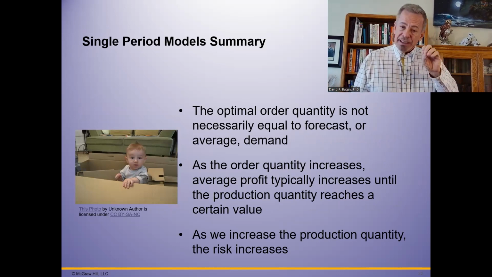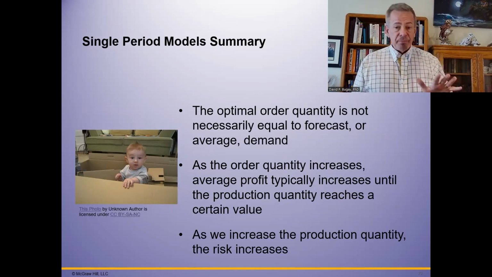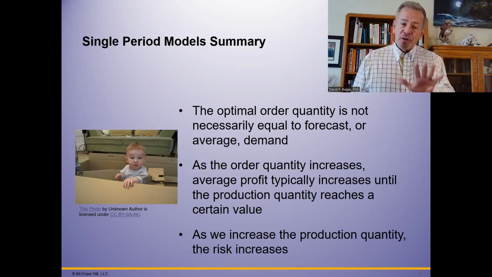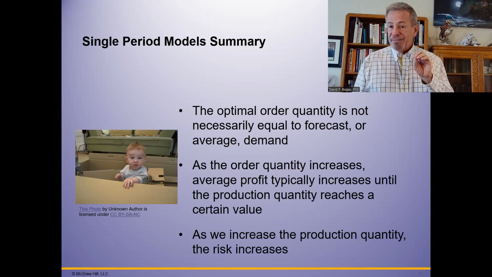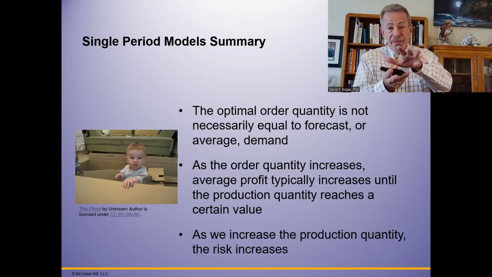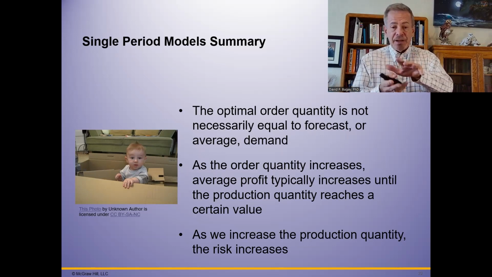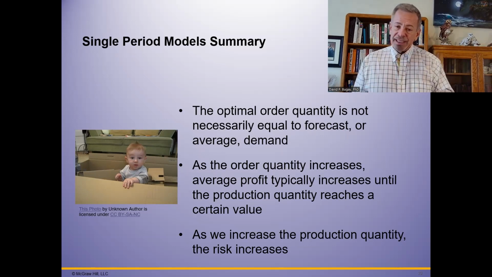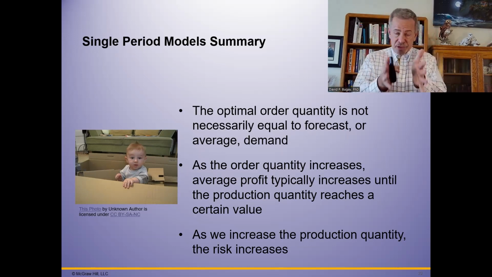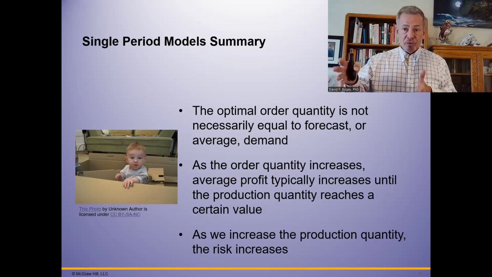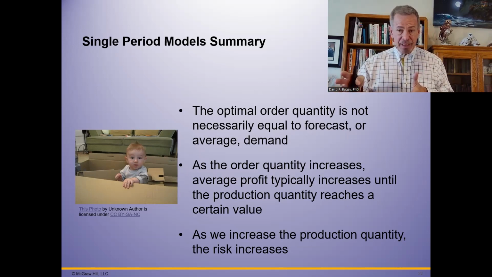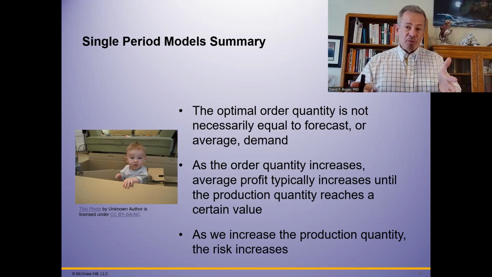As the order quantity increases, the average profitability typically increases until you reach the production quantity. So the more you sell, the probability of you getting more profit is higher. We increase the quantity, and the risk increases because you may not meet all the demand. So forecasting that demand is a big deal. If you're going to go out and do forecasting, I always recommend having a model where the world is fabulous and you sell a massive amount more, and also a world where it doesn't work well.